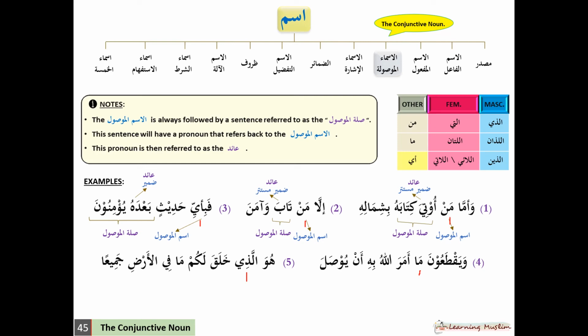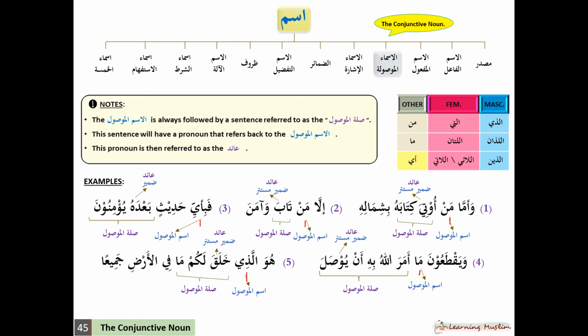Number 4. ويقطعون ما أمر الله به أن يوصل. And they are cutting off that which. So ma is the ismul mawsul. The sentence أمر الله به أن يوصل, we then call that the silatul mawsul. And inside of the passive verb yusala, there is a damir mustatir which is referring back to ma over here. They are cutting off that which Allah has commanded that it should be connected. Number 5. هو الذي خلق لكم. So الذي is the ismul mawsul. خلق لكم ma, that is our verbal sentence. We'll say it is the silatul mawsul. Inside of it there is a hidden pronoun which will then return to الذي.